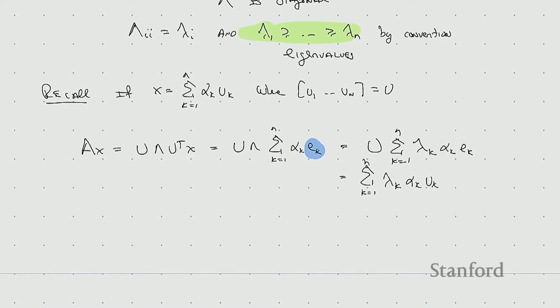All right. So let me just point out one fact here, which is that if I take the max over all the unit vectors of x transpose Ax, it can also be written, and this is the formula we've been kind of hinting at, as sum k equals 1 to n, alpha k square lambda k. Okay?